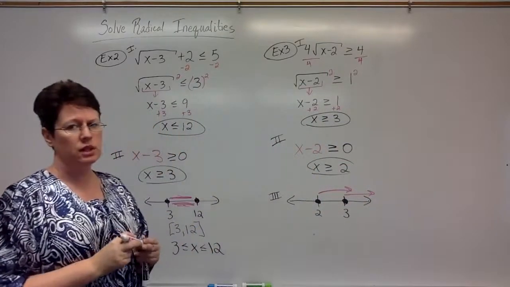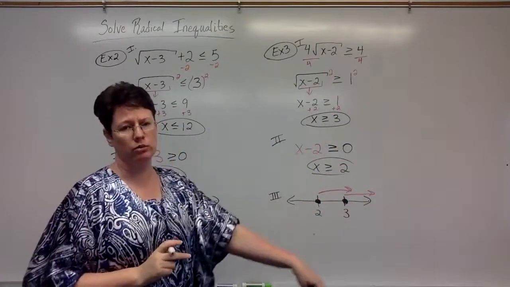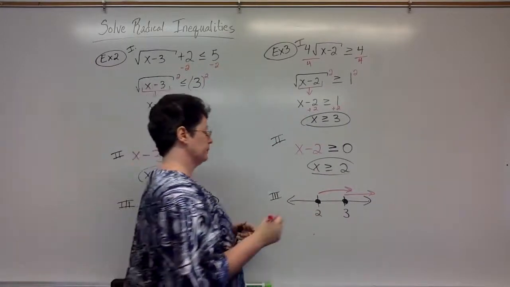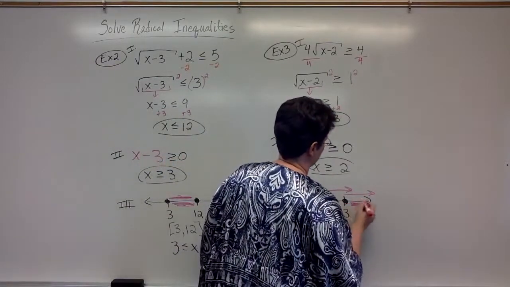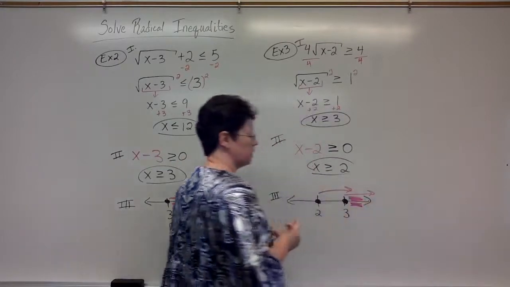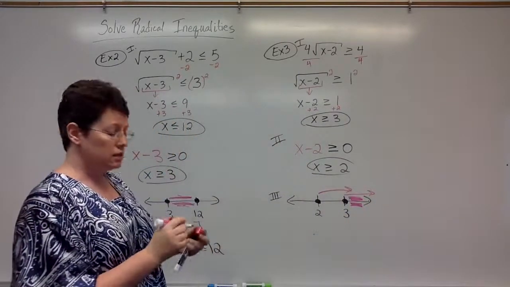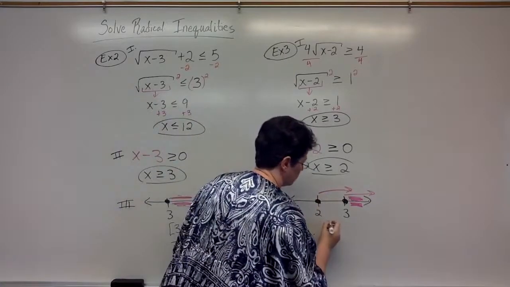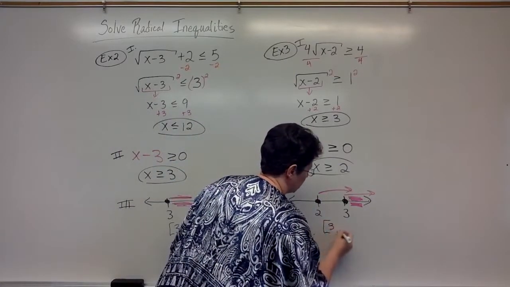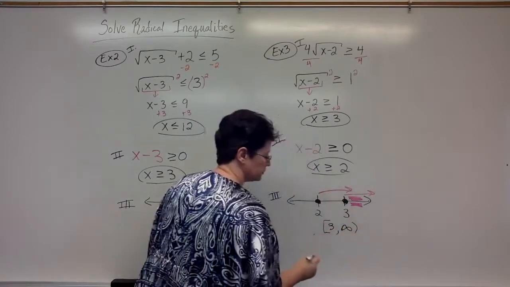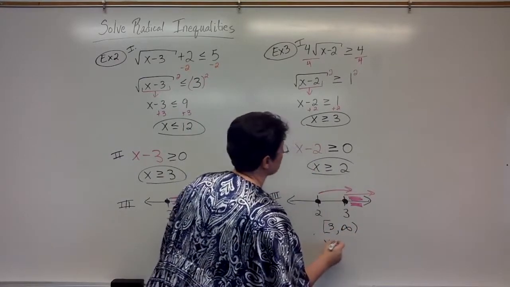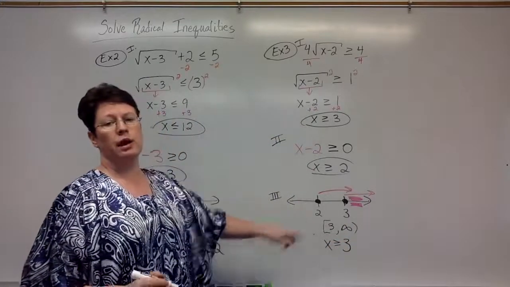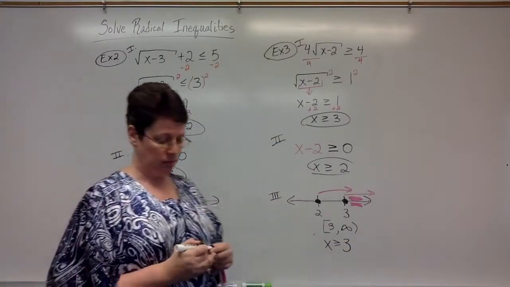Now here's where students get confused and they just start coloring in the whole number line. Where do I have both arrows? Yeah, it's only up here that we have both arrows. Okay? So in this case, our interval notation would start at 3 and would go to infinity. Or we would simply say that x is greater than or equal to 3. We don't have to worry about the 2 at all. All right?